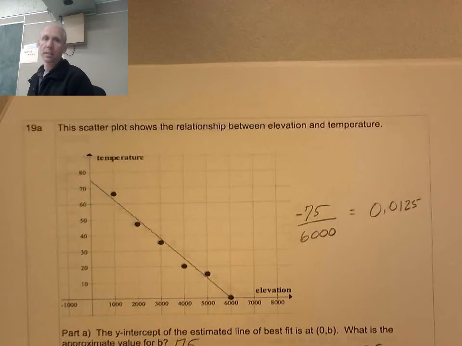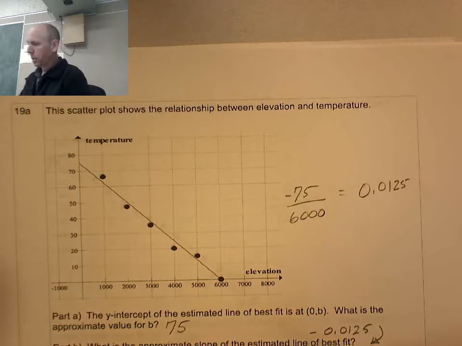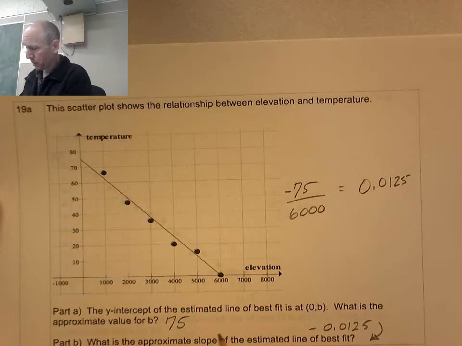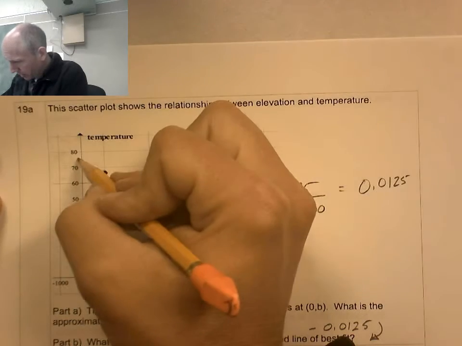Statistics. This one, you're going to see how many practice problems there are. That means there are a lot of these on the test. Two things: I want to know where the y-intercept is for this, and I want to know what the slope is. So the y-intercept is right there at about 75.